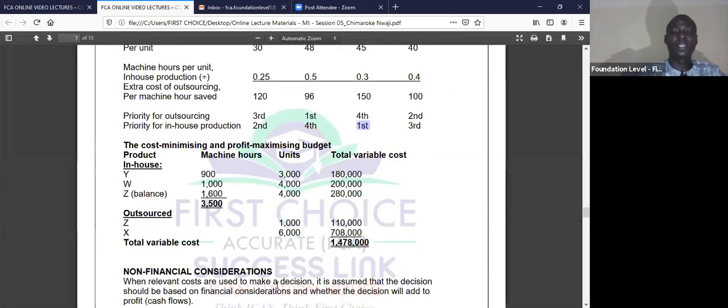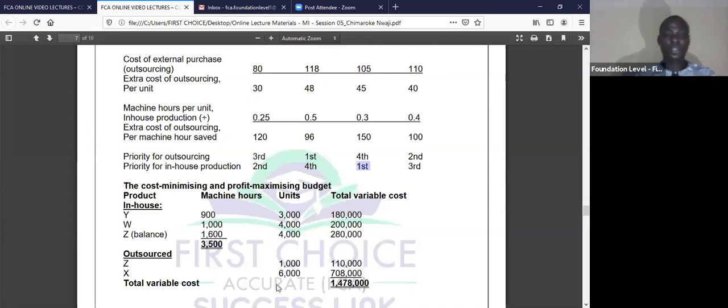Now look at the cost-minimizing and profit-maximizing budget, which is what we call the optimal production budget. Now, look at the in-house production. Because we are doing Y first. Y is listed here first. Second one is W. The third is Z.